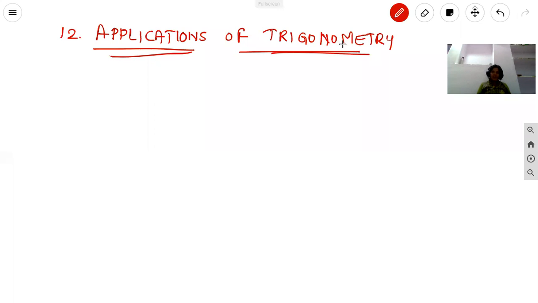Okay, where we can apply this trigonometry. That is the main concept. We can study this application of trigonometry to find the height of a mountain peak or anything: the height of a building, the height of a pole, the height of a tree. In such cases, we can apply this trigonometry application. Okay, two types are there.